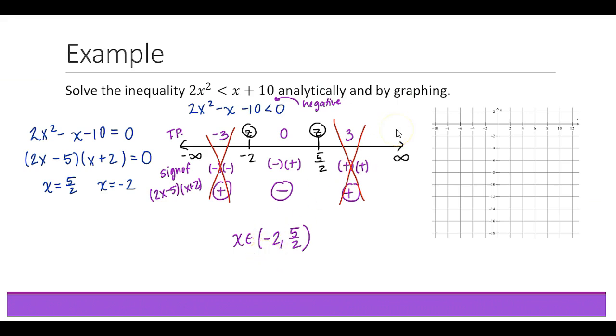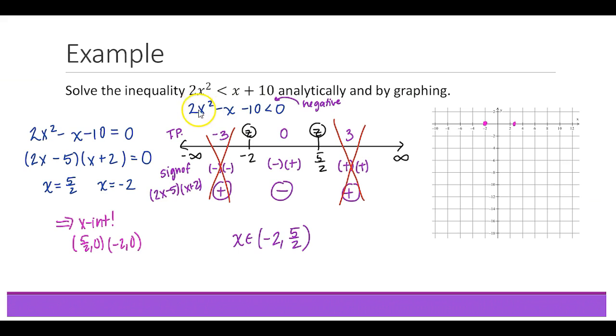Now let's go ahead and confirm this by graphing. To have solved this by graphing, we still would have had to set the equation equal to 0 and get 5 over 2 and negative 2, but we would have interpreted them. We would have thought about, well, these are x-intercepts, right? So 5 over 2 comma 0 and negative 2 comma 0 are my x-intercepts. So we'll go ahead and plot negative 2, and then 5 over 2 is 2.5. These tick marks are by 2s, so you have to be careful. And then for this parabola, we just need the general shape.